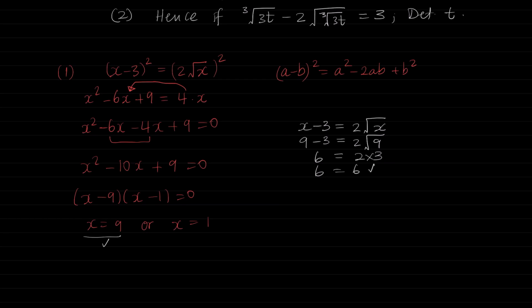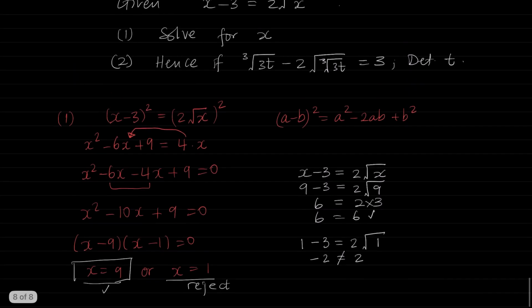Now let's test 1. So we'll say 1 minus 3 is equal to 2 times the square root of 1. 1 minus 3 is negative 2. 2 times the square root of 1 is 2. So this is not equal, and so we will reject 1. So the answer that we're only interested in is 9. Now let's look at the next question.